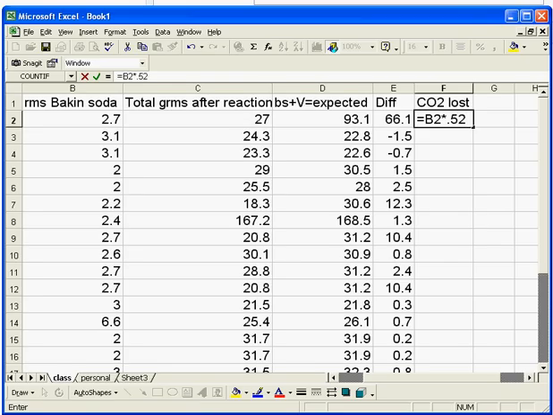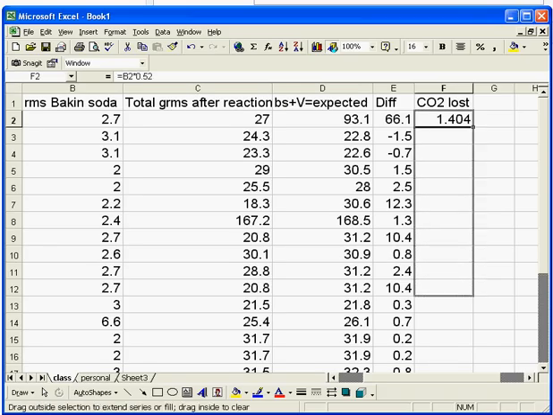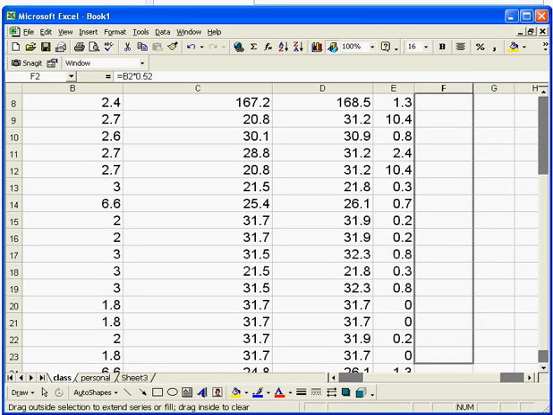Now this is going to be the same for all of them. And I'm going to go boom. All right. And so what we should have lost is 1.4 grams. All right. Let's drag this all the way down. See what we get.